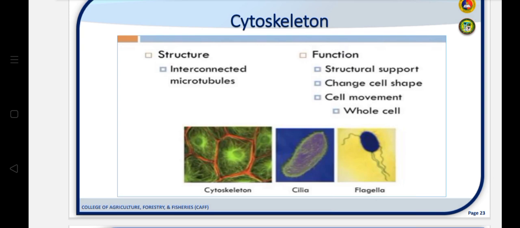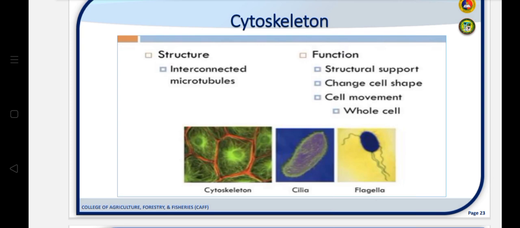Now, let's look at the cytoskeleton. Just like our bones give us shape and support, the cytoskeleton gives the cell its structure and helps it move. So think of the cytoskeleton like the scaffolding and roads inside the cell. It holds everything in place and also provides pathways for movement.